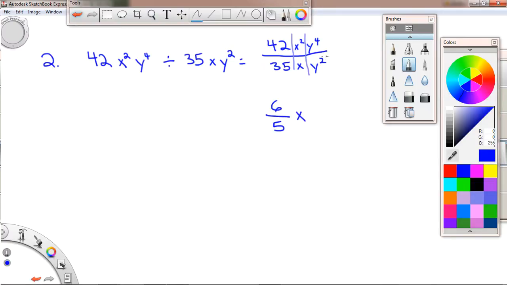Y to the 4th divided by y squared, well, we're dividing powers with the same base, so that means we're subtracting exponents. 4 minus 2 is 2, so this will be y squared. This is your answer right here for this particular problem.